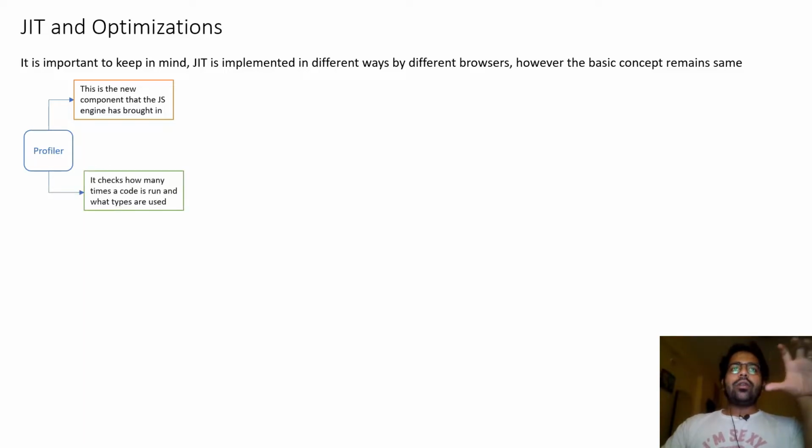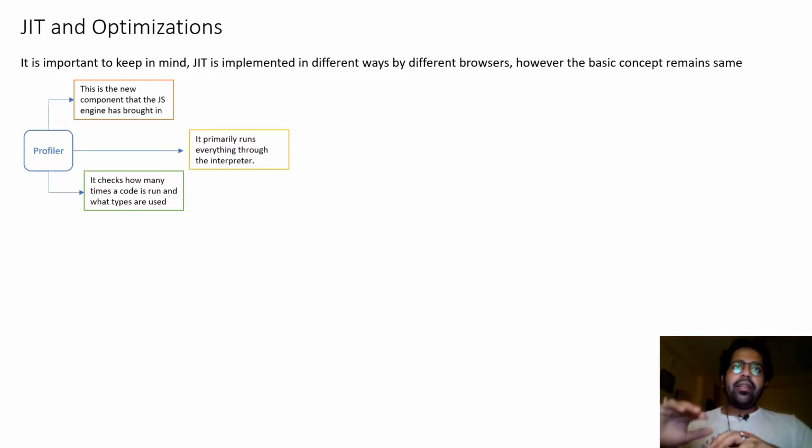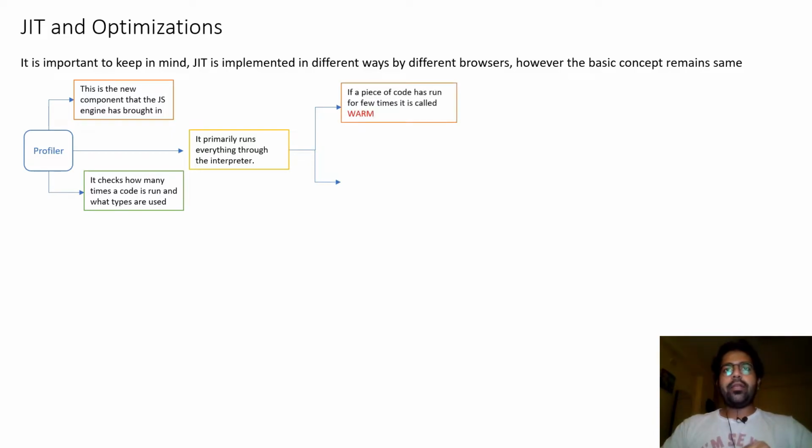So it checks how many times a code is run. Basically, it checks the redundant pieces of code. Okay, what happens after that? It primarily runs every part of the code through the interpreter. Okay, so now what happens? There are two things that happen.